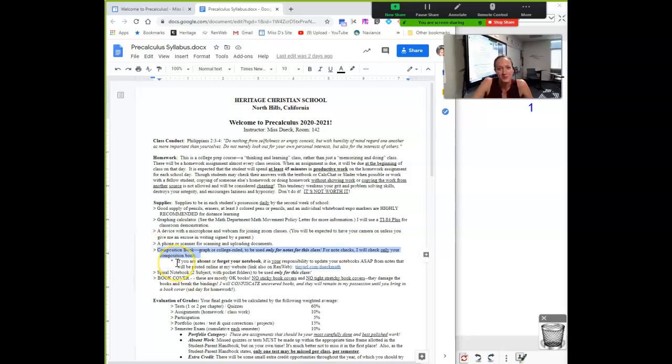Or if you're in a college class one day, or if you're in calculus next year and I bring up trigonometry and you're like, I have to go review that, you can pull out your notes, turn to the page, and review where trigonometry is. So I'll be a little picky about that.